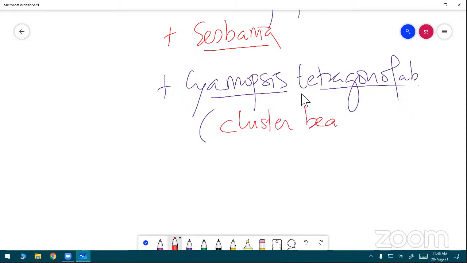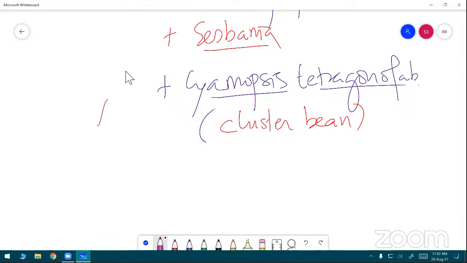Cluster bean. Yes, students, please understand this is one of the important food plants, that is Cyamopsis tetragonoloba. It is a binomial of cluster bean. It is called in Tamil Kothavarangai, right? Have you tasted it? Have you used such a food plant, cluster beans? Cyamopsis tetragonoloba is a binomial of cluster bean.